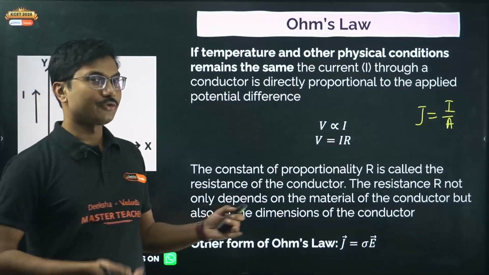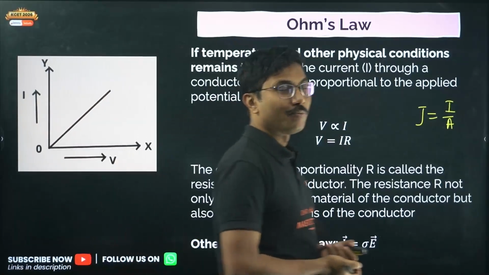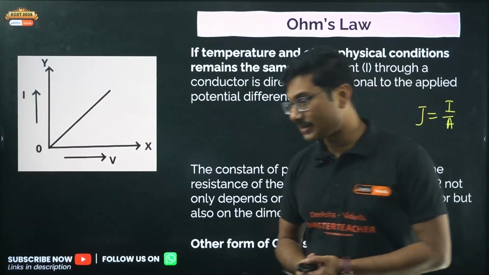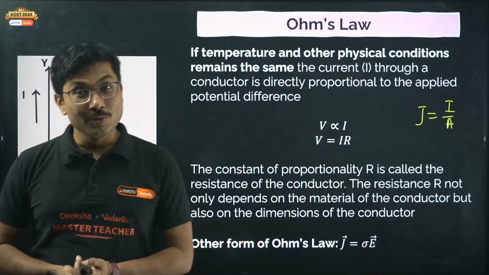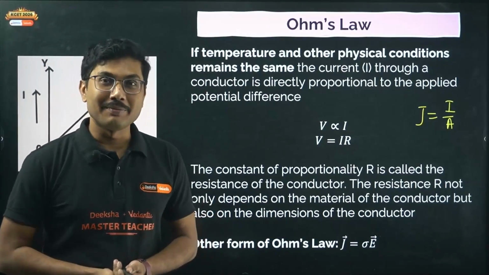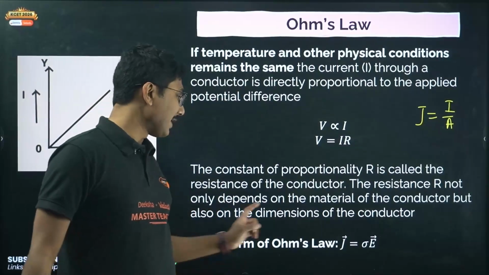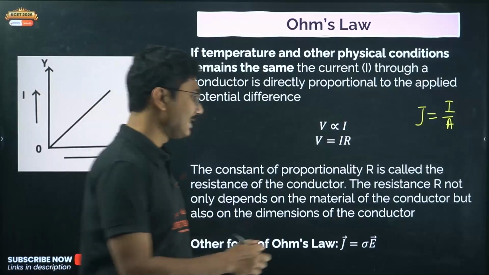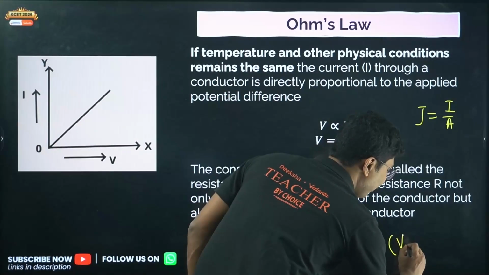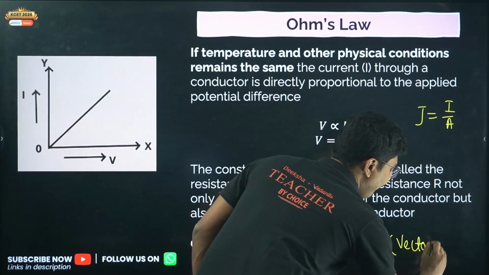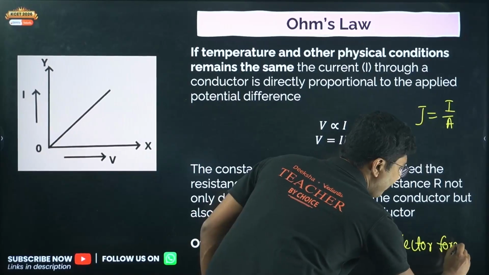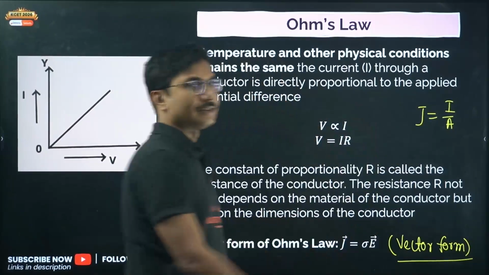Everything is the same. Suppose we are familiar with the vector form of Coulomb's law, but if they ask you to write the vector form of Ohm's law, then all of you may be confused, right? So the vector form of Ohm's law is this. This is the vector form. Just for your knowledge, you should also remember this.